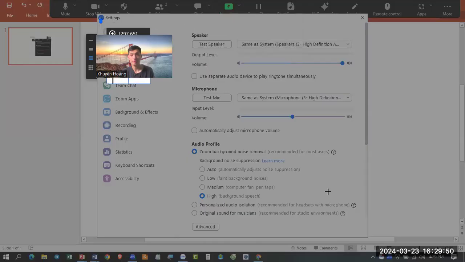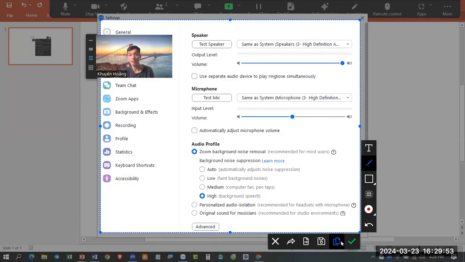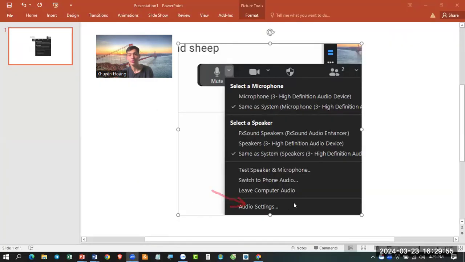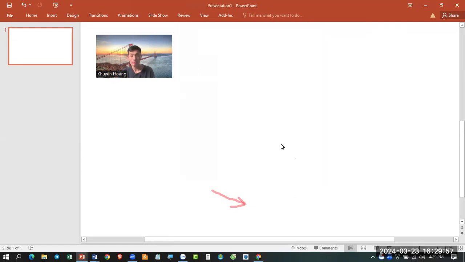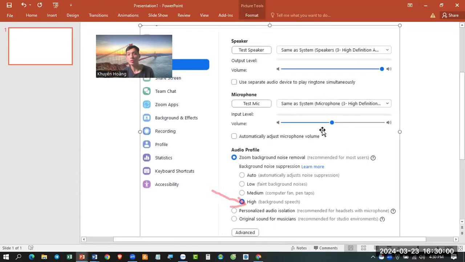Oh, I see it. Oh, you see my screen? Really? Yes. Here, you will scroll this. This is the level of gaining the microphone. If you scroll to the maximum level, it will gain any sound outside. But if you scroll to this, it just hears what you say, but not the noise.